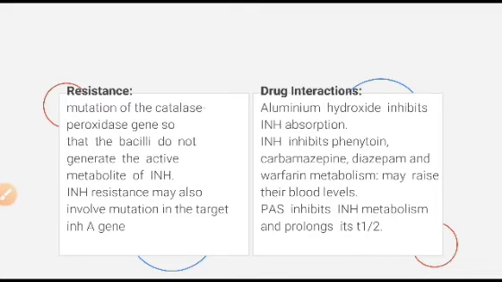As I told you, INH is involved in many drug interactions. Some potential drug interactions are here.